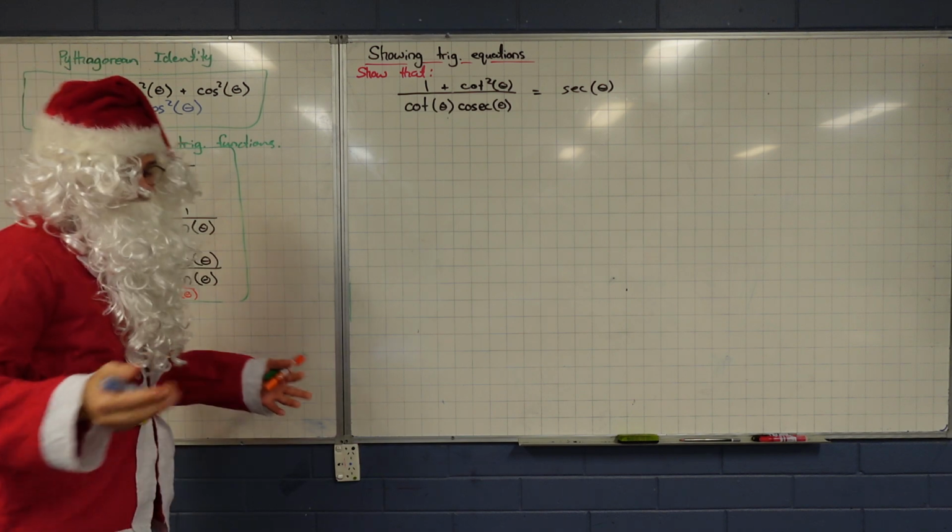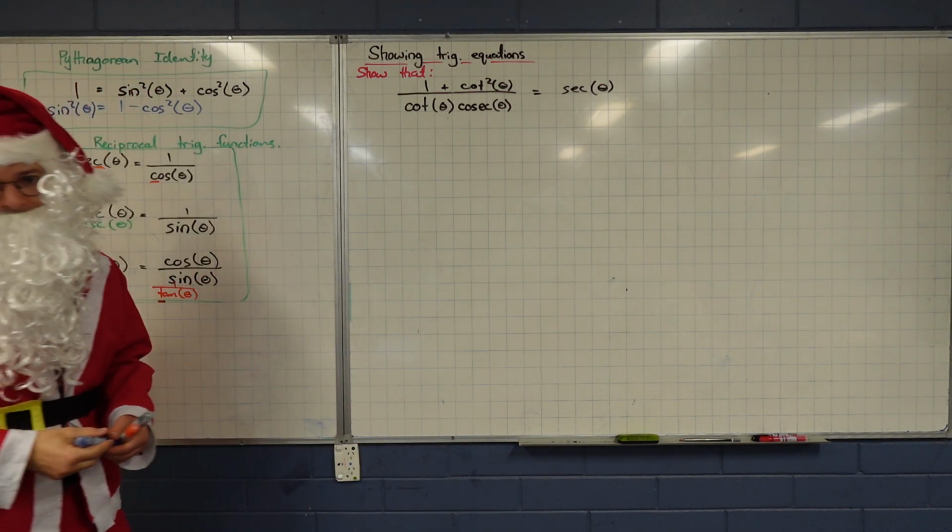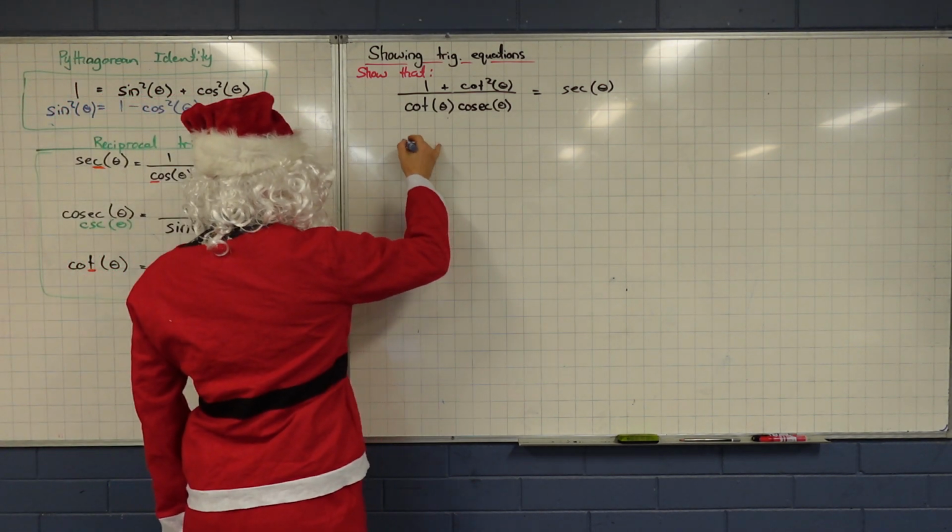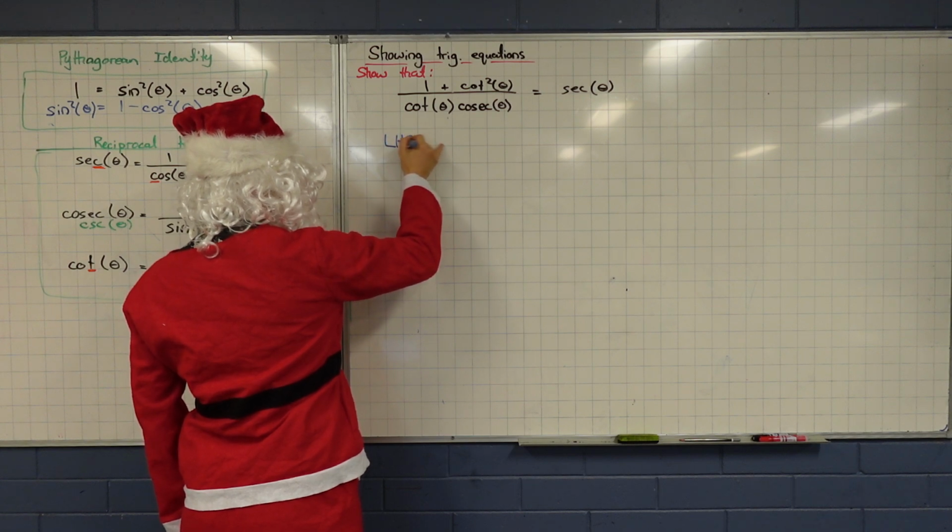So starting off, which one looks like the most complex, please, Isaac? The left-hand side. Attaboy. We're on the same wavelength.